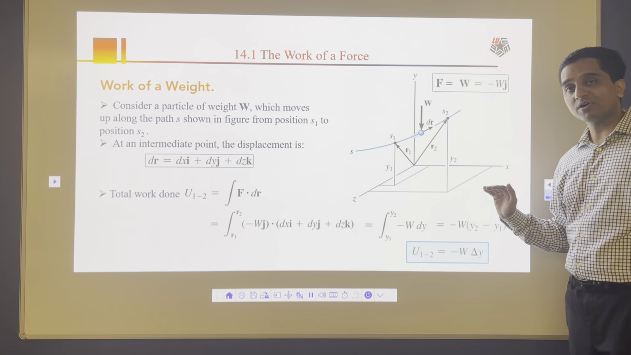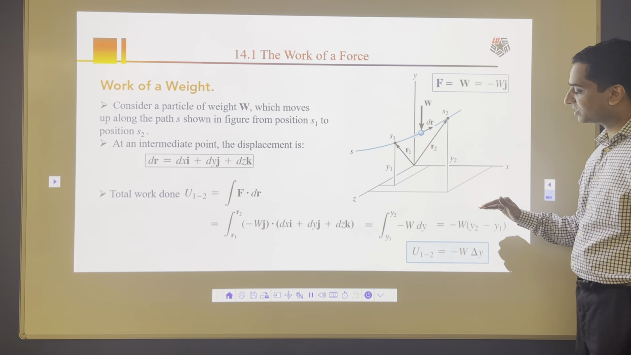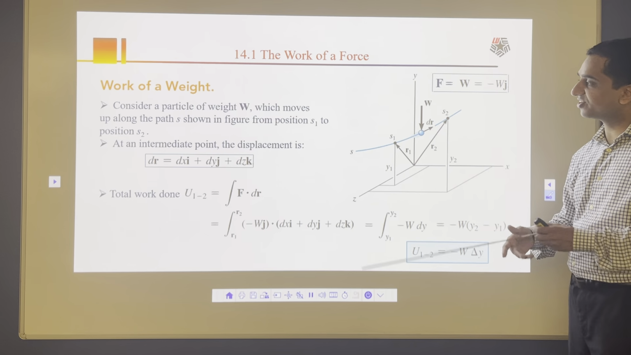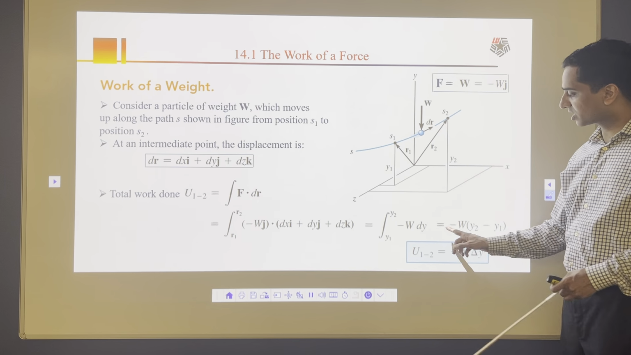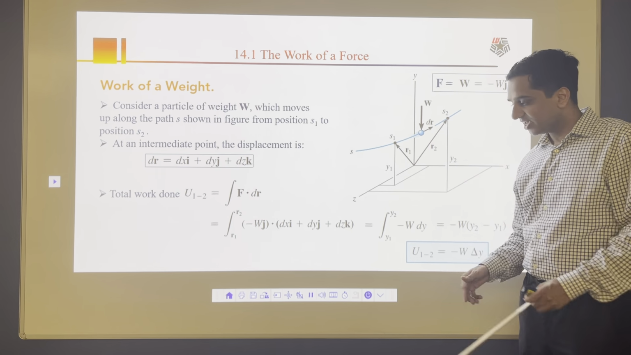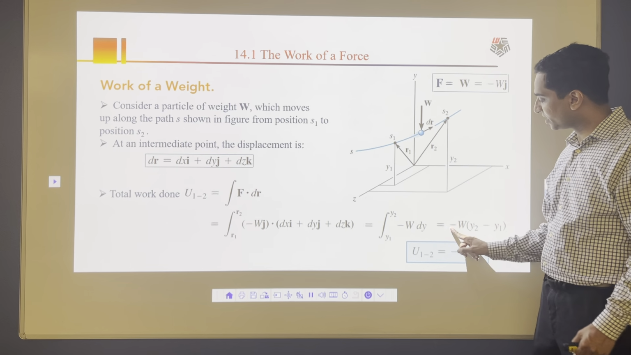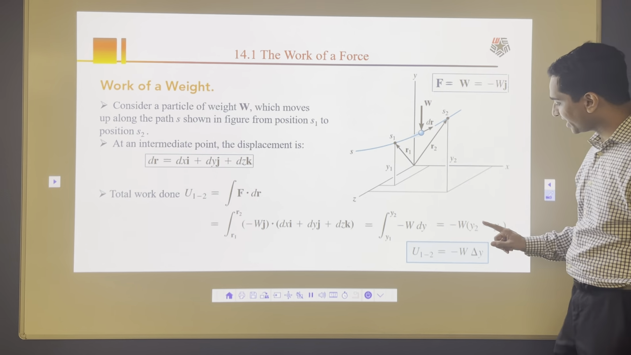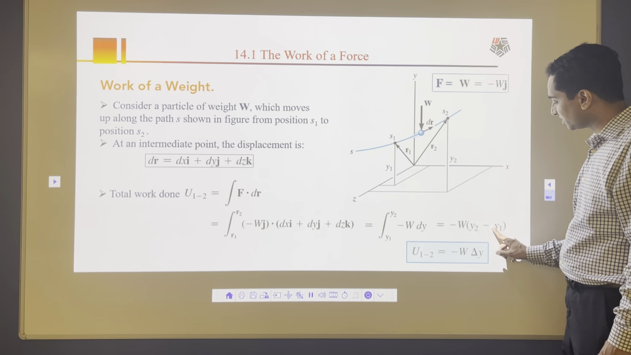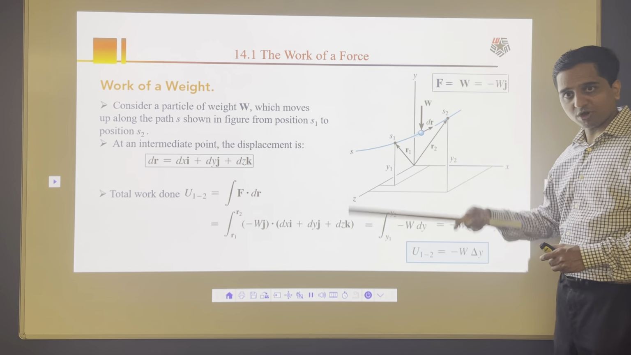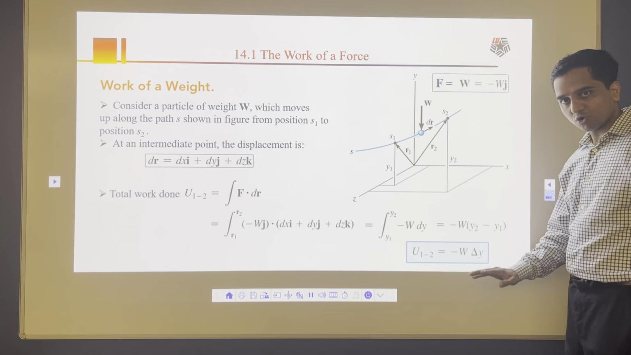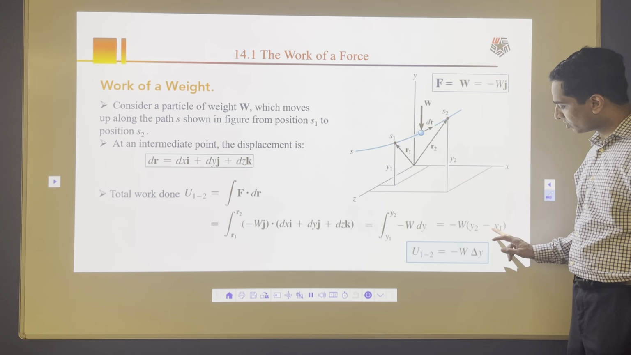A very important thing that you need to understand is that the work done by gravity, if things are falling down, will always be positive. If you are lifting something upward, it will be negative. So you need to keep in mind what your final position is and what your initial position is. If you are falling down, y2 will be lower because it's down, and y1 will be higher.